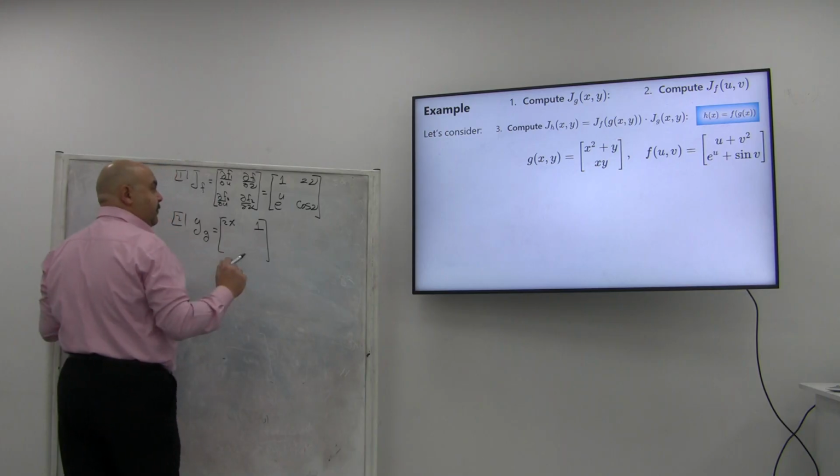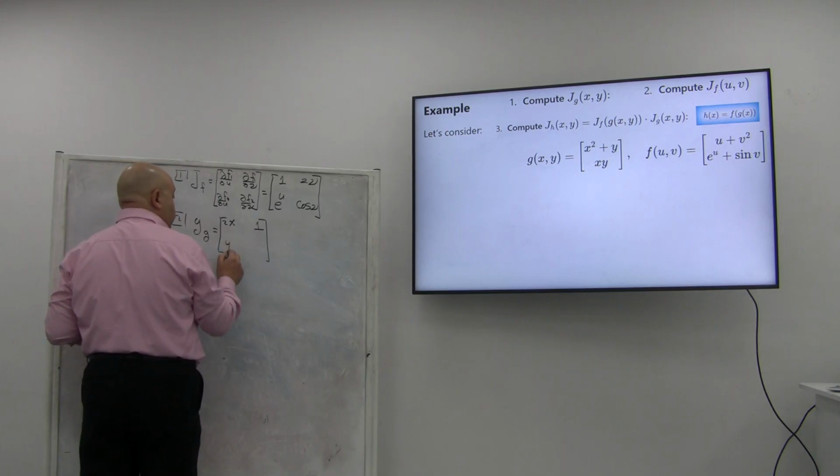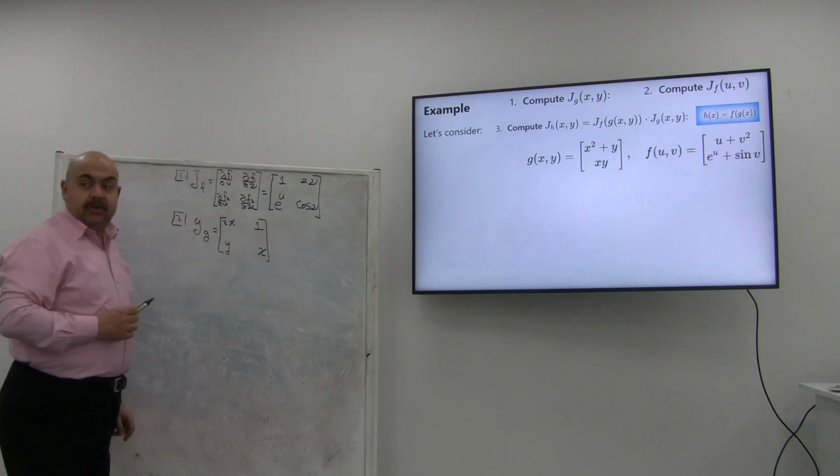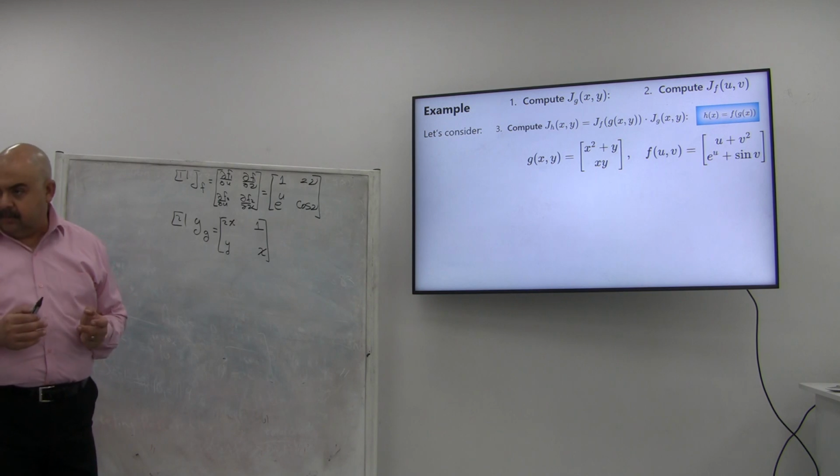2X. Differentiating with respect to Y, it's gonna be 1. For the second row, differentiating with respect to X will give you Y. Differentiating with respect to Y, it will give you X. So that's the Jacobian of G.